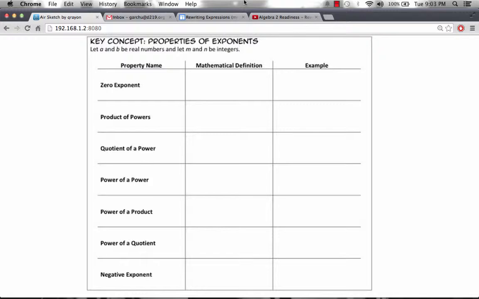Now the first property I'm going to discuss is the zero exponent property, and that tells us that anything raised to the zero power is equal to 1. Literally, anything. So we could have something like 5 to the 0, well, that's equal to 1. We could have something like x to the 0, well, that's also equal to 1. So literally, if you're raising any base to the 0 power, it simplifies to 1.